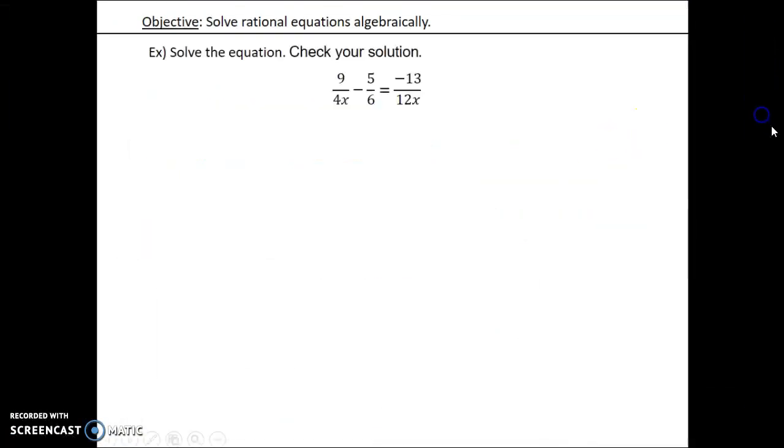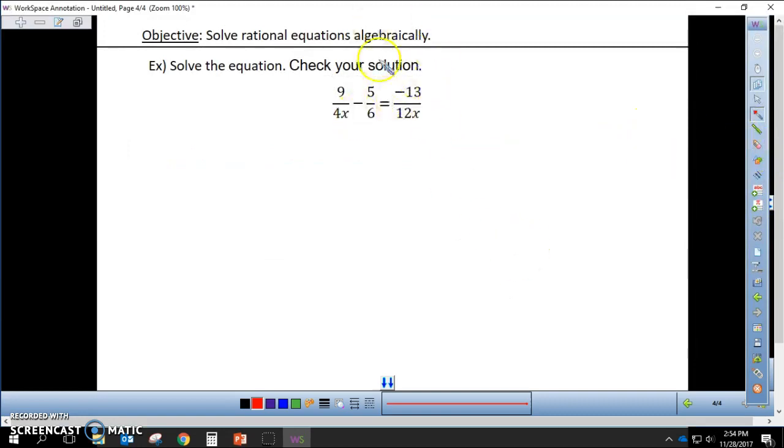So let's check out this first example here. I have 9 over 4x minus 5 over 6, and this is equal to negative 13 over 12x. And we have to solve the equation, and then we want to check to make sure that there are no extraneous solutions. So the first thing that you want to do before we even get into our steps is we need to factor this out, because we have to find our lowest common denominator.